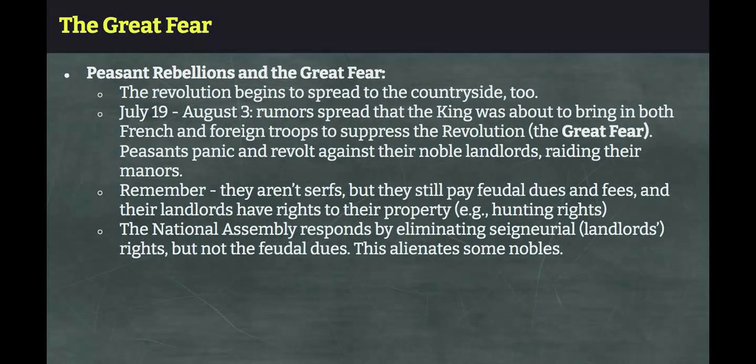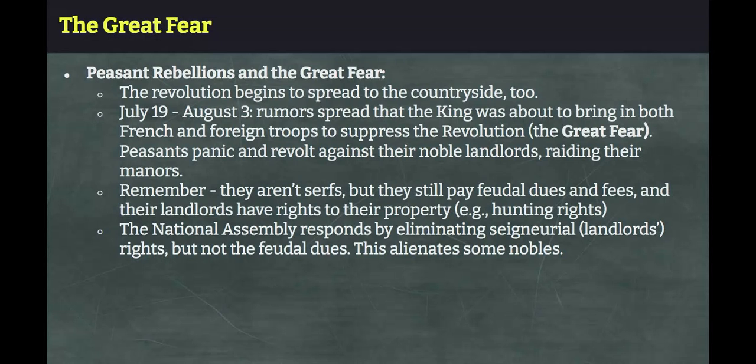So as a result of the Great Fear, peasants panic and revolt against their noble landlords and raid their manors. So if we remember right, serfdom is pretty much done in France, but French peasants still have to pay feudal dues and fees to their landlords, and the landlords have the right to their property, right? So they can hunt on land that could technically be considered the peasants', right? So the peasants are under a lot of pressure, a lot of stress, and they revolt as well.